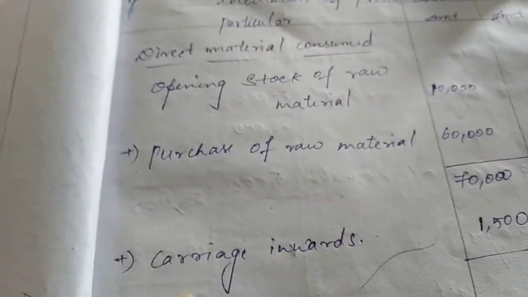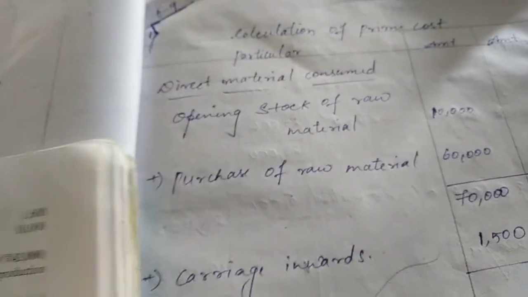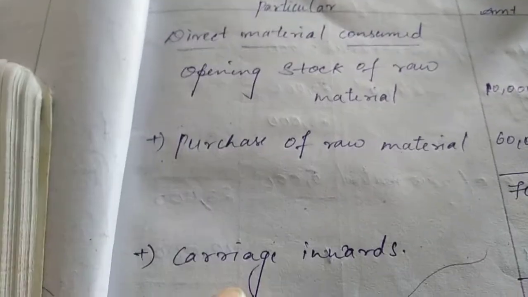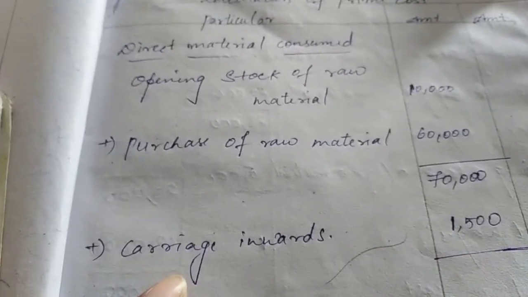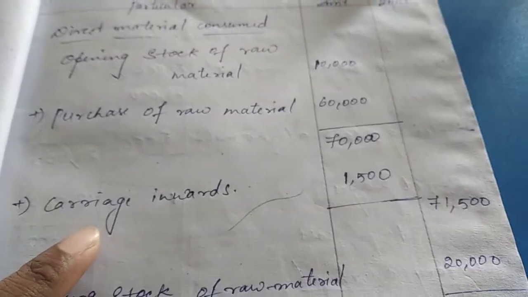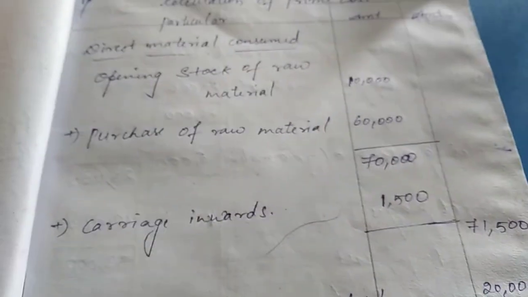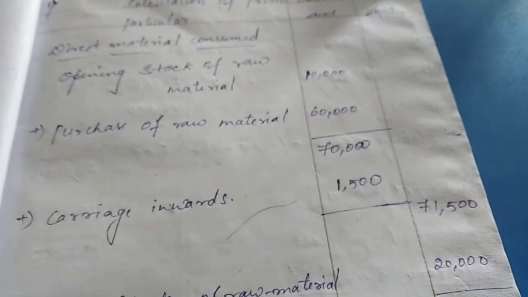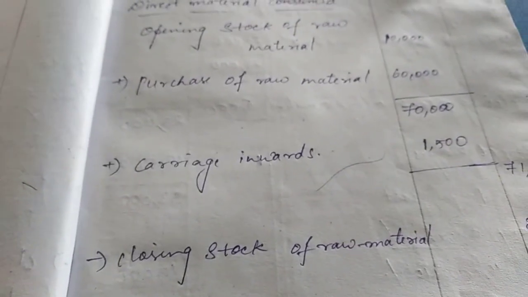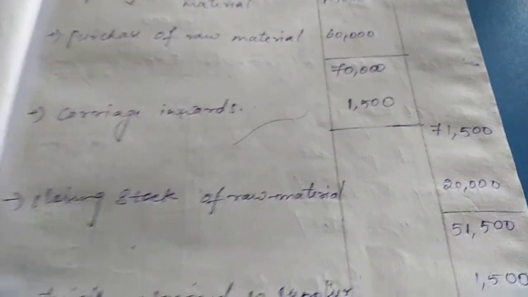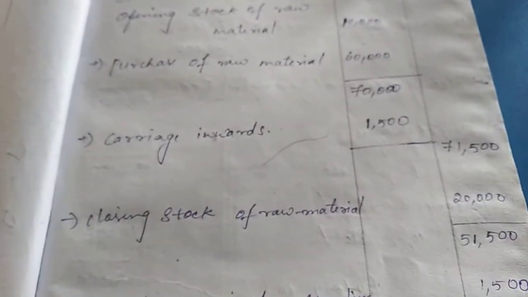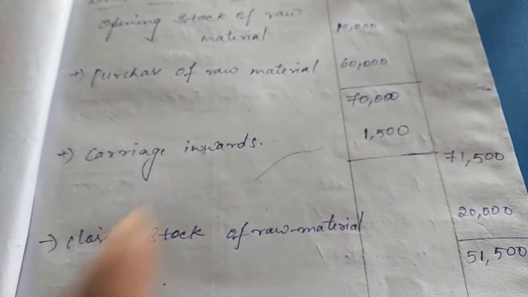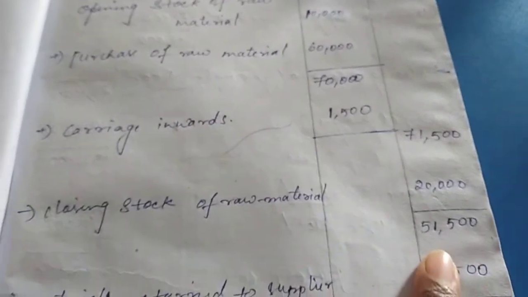To that, I have added carriage inwards, 1,500. After adding the carriage inwards, I got 71,500. From that, minus the closing stock of raw material. The closing stock of raw material is 20,000. We have to deduct that closing stock of raw material, and you will get 51,500.